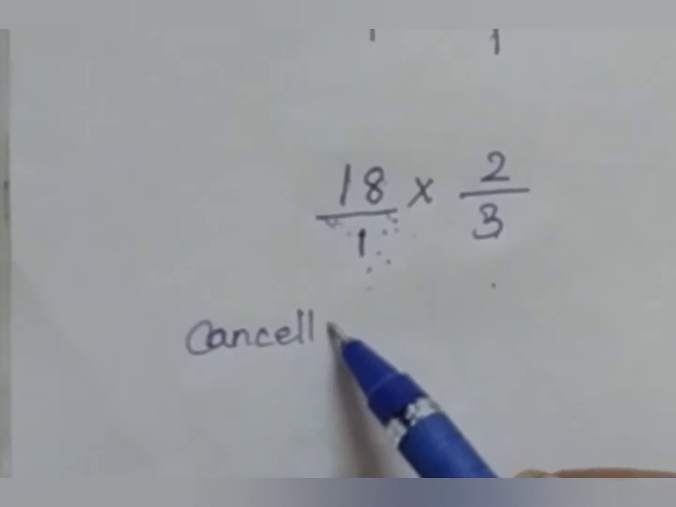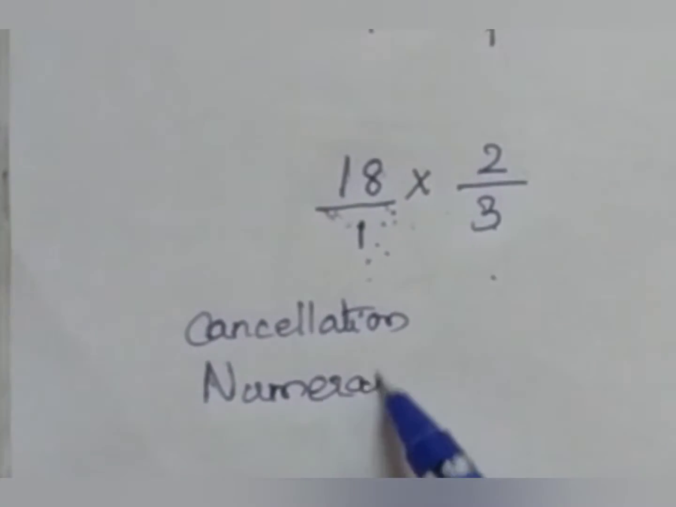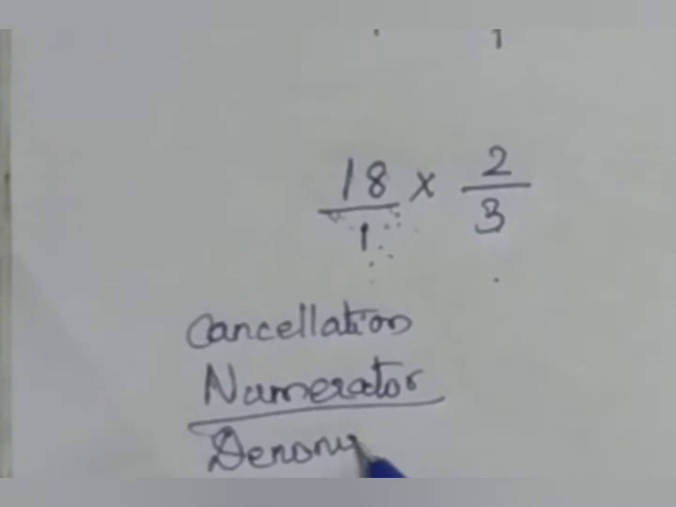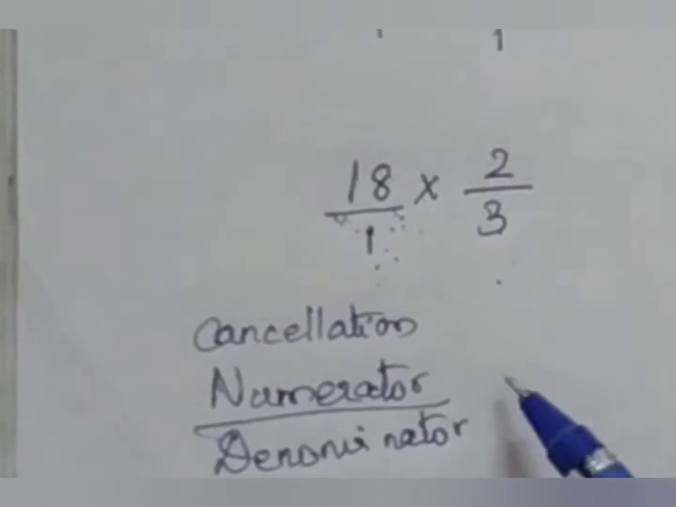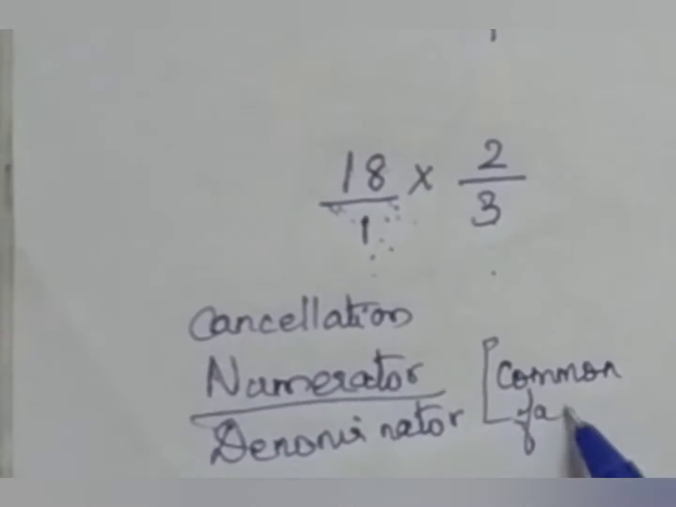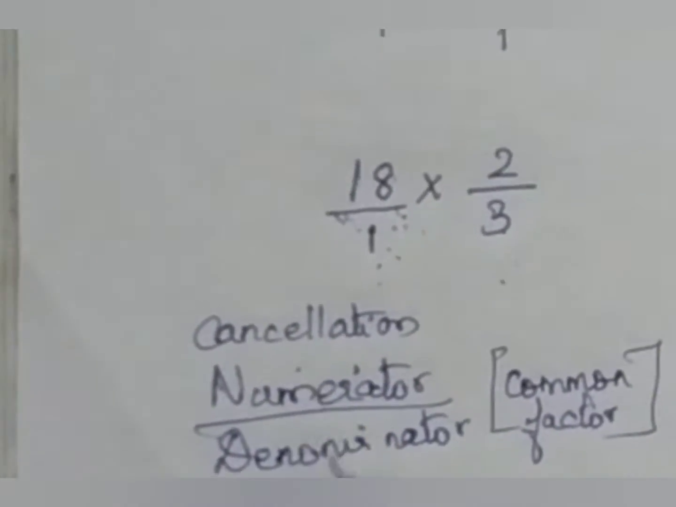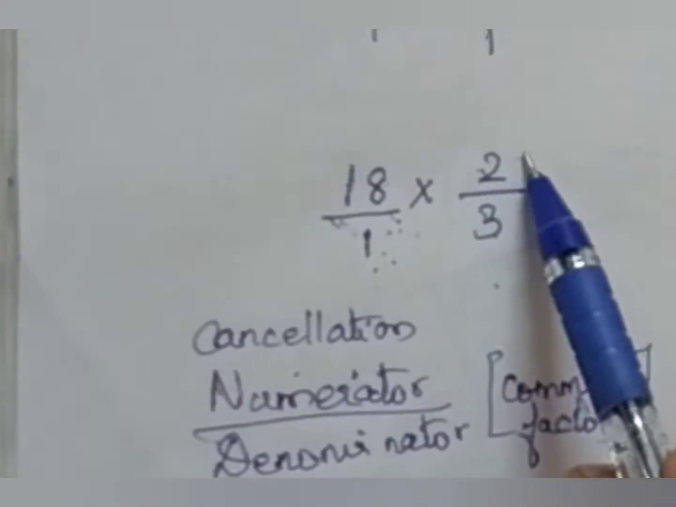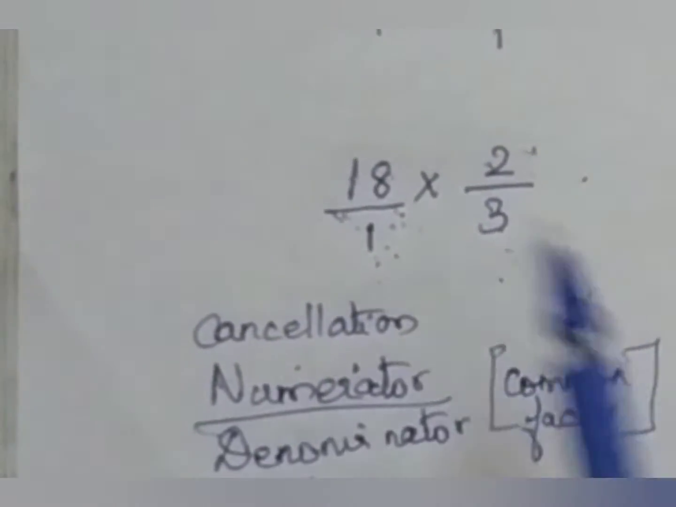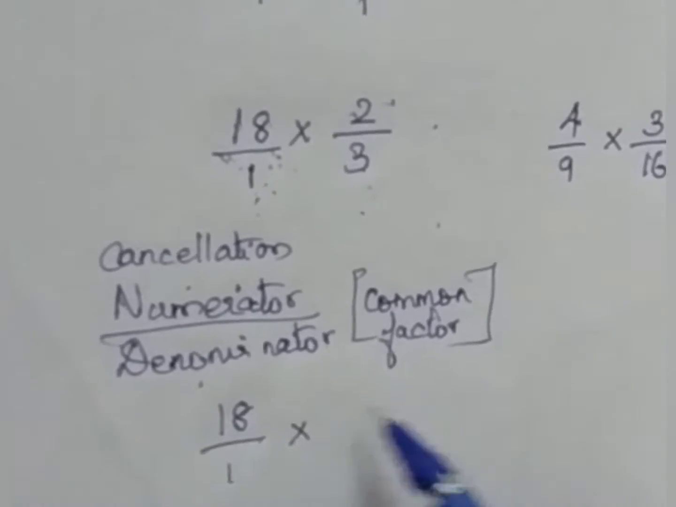Here let us try to cancel the fraction and reduce it into lowest form. We can reduce the fraction only if the numerator and the denominator have a common factor. Now just check in the fraction whether you have any common factor in the numerator and denominator. Please remember not to cancel numerator and numerator or denominator and denominator. Cancellation happens only between the numerator and the denominator.